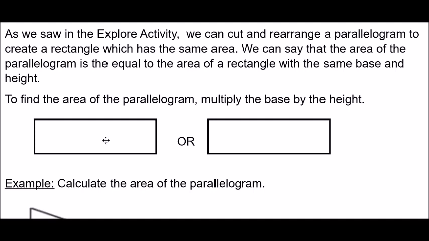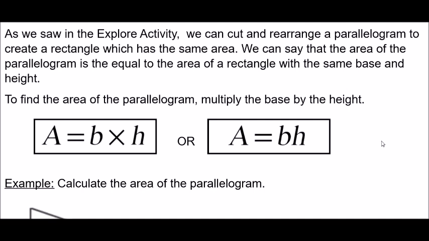We can represent this in two different formulas. The first one is A equals B times H, where my B represents the base and my H represents the height. Or we can write it as A equals BH. Remember that when we have two letters that are up against each other with no sign in the middle, it is implied that it is going to be multiplication.